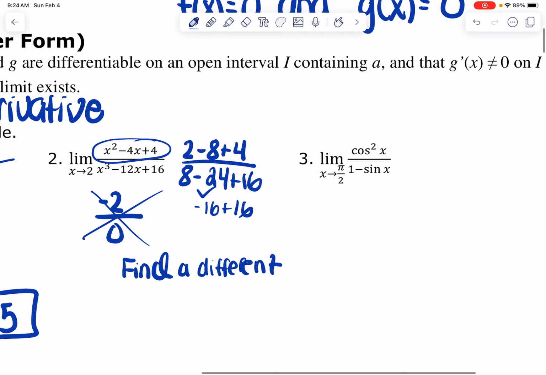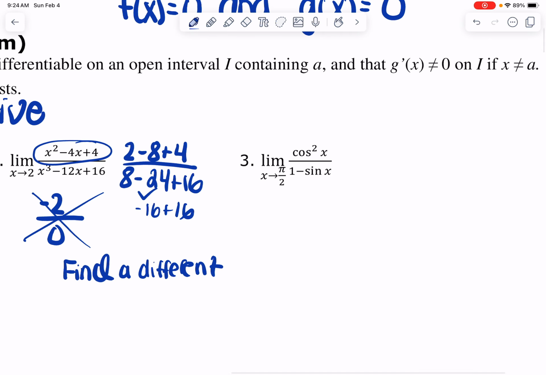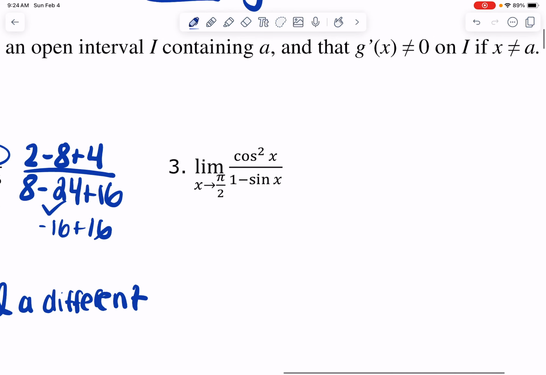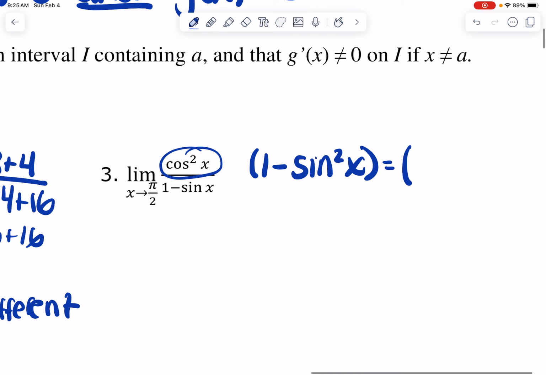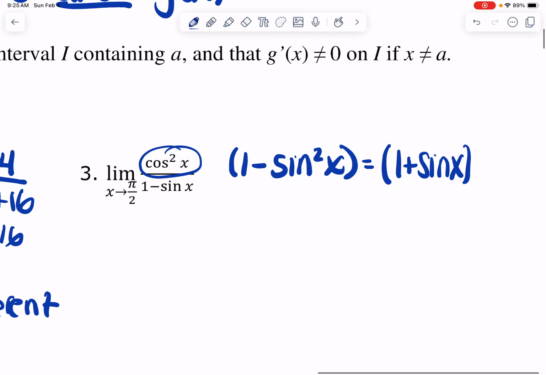Okay. So I would have them do a couple more examples. One with, like, when we had trig identities, how would that look if we had that? Well, in this case, I would say, look at cosine of x. Cosine squared of x is the same thing as 1 minus sine squared of x, which can be broken down by factoring it into 1 plus sine of x times 1 minus sine of x.